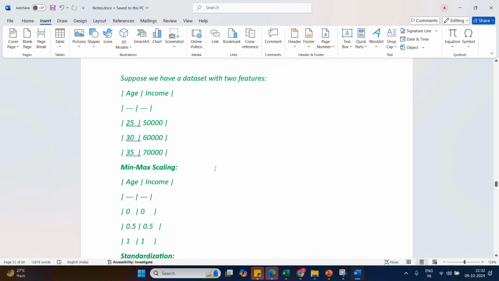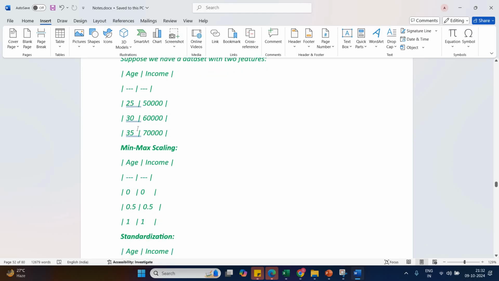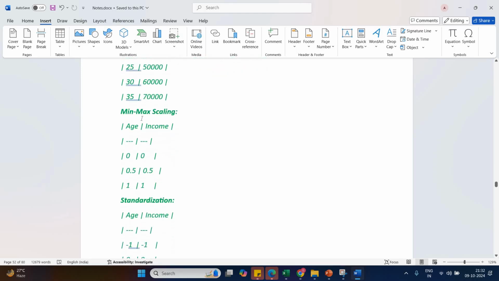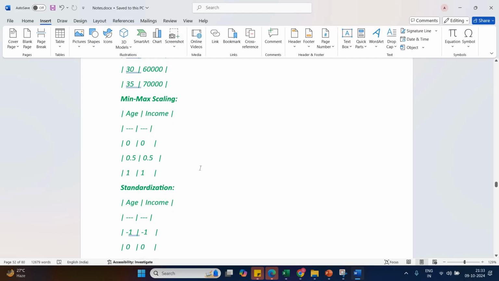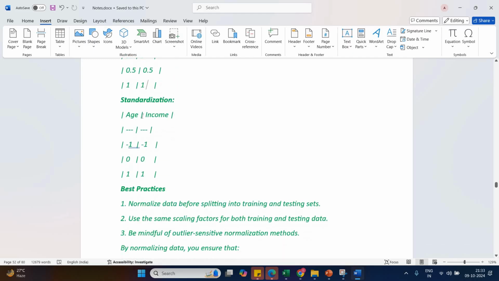The other method is the method of normalization. And here I have given an example of how min max works. Here you can see age is 25 but income is 50,000, right? So 30, 60,000, 35, 70,000. So you are going to do the min max scaling. If you do that, then you will be able to find the values between 0 to 1. So all the values are very closely associated now, right? So now it will be really easy for the machine learning model to prepare a prediction model, right?